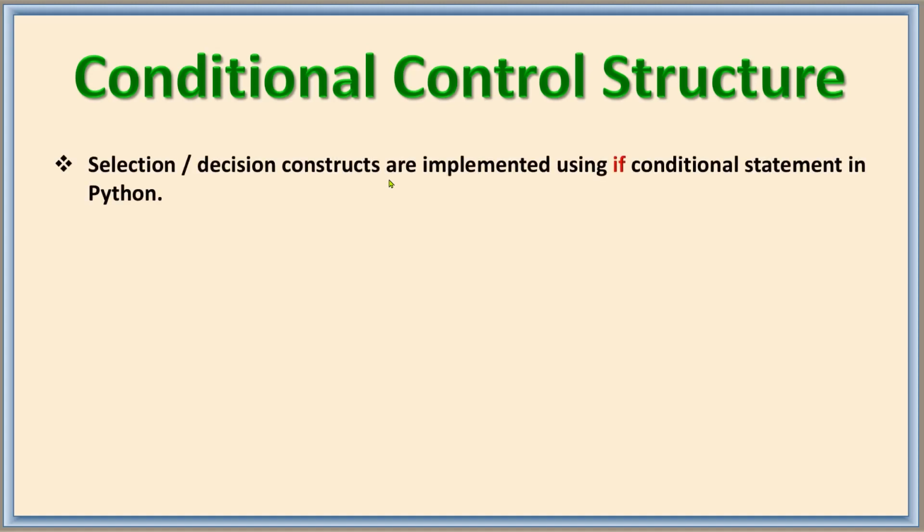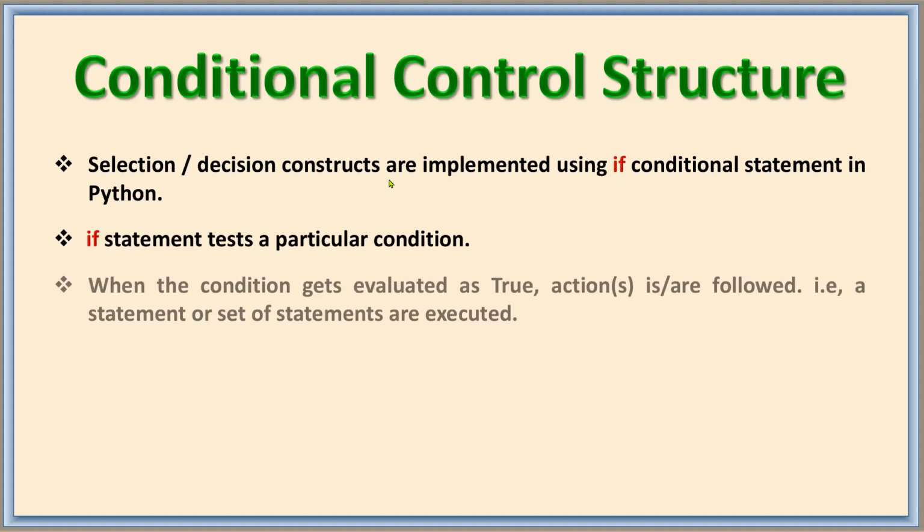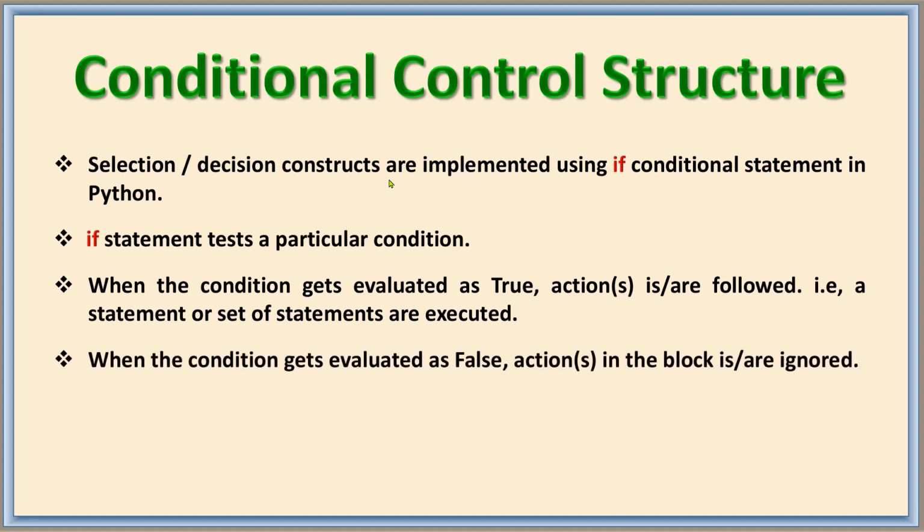In this video lesson we are going to learn the conditional control structure in Python. In Python, selection or decision constructs are implemented using the if conditional statement. The if statement tests a particular condition. When the condition is evaluated as true, the actions, that is the statements in the block, are executed. When the condition is evaluated as false, the actions, that means the statements under this block, are ignored.